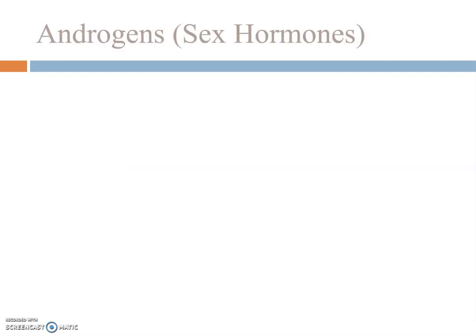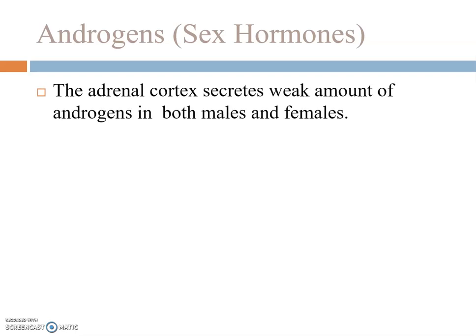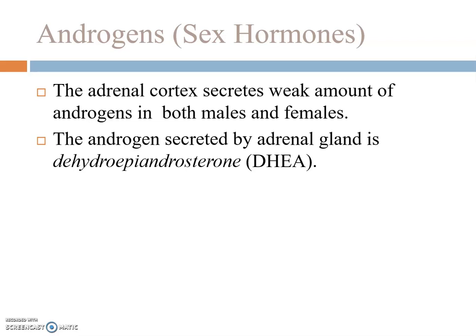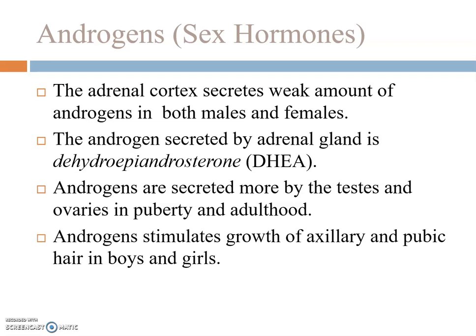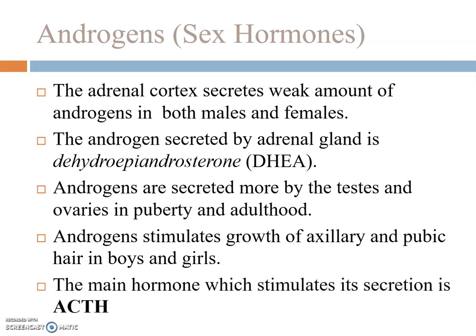Sex hormones, also called androgens. The adrenal cortex secretes a weak amount of androgens in both males and females, at birth, as compared to puberty or adulthood. The androgen secreted by the adrenal gland is DHEA. Androgens are more secreted by the testes and ovaries at the time of puberty and adulthood. Androgens stimulate growth of axillary and pubic hair in boys and girls. The main hormone which stimulates its secretion is adrenocorticotropic hormone, that is ACTH.